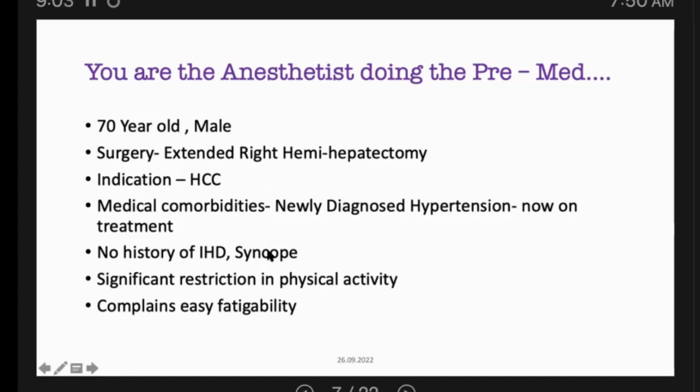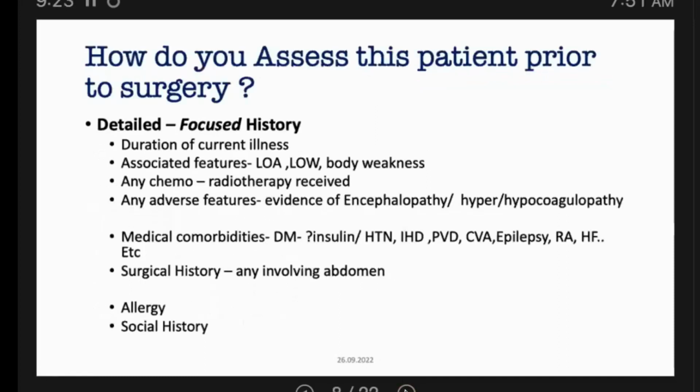So the highlighting point here is, although he's a newly diagnosed hypertensive, he had a significant restriction in his physical activity. This can be because of his malignancy as well as because of cardiac, respiratory or cardiovascular compromise. So let's see how we can assess this sort of patient prior to surgery. We have to take a detailed focused history.